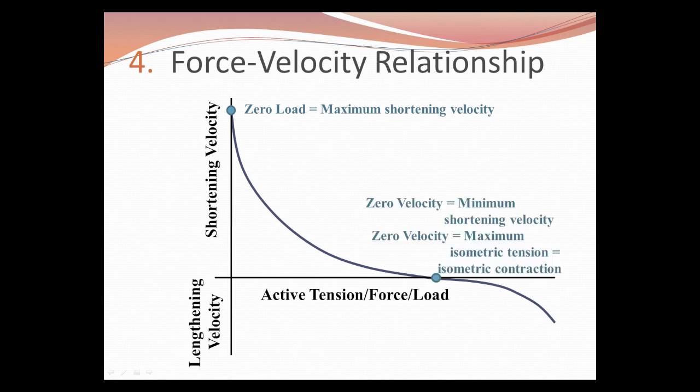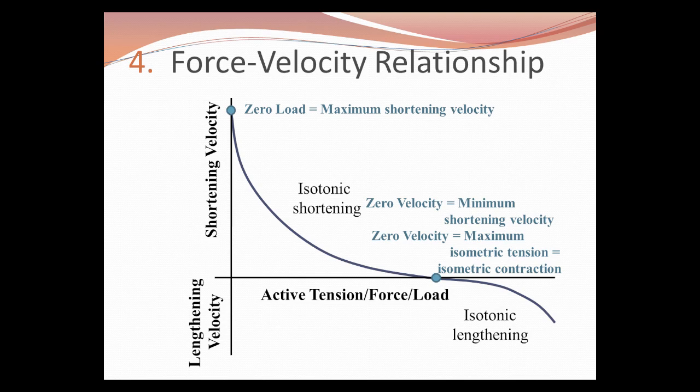The other point is that at zero velocity is our minimum shortening velocity. That seems pretty understandable. But also, zero velocity means there's no change in the length. So if we have no change in length, by definition, that's an isometric contraction. And if we have all of the myosin head groups involved in cross-bridge cycles in order to simply equal that of the load, and if they're exactly equal to each other, that is our maximal amount of isometric tension that that muscle fiber can produce.